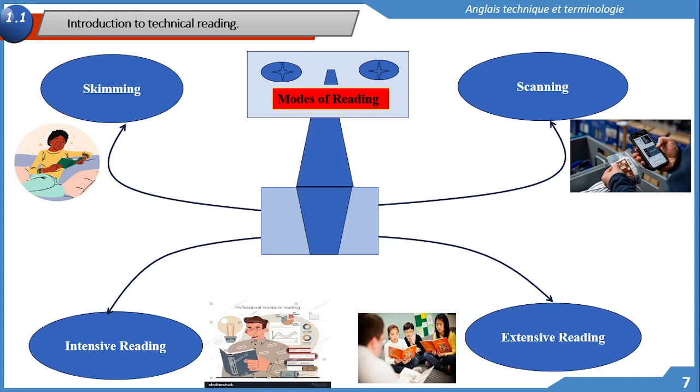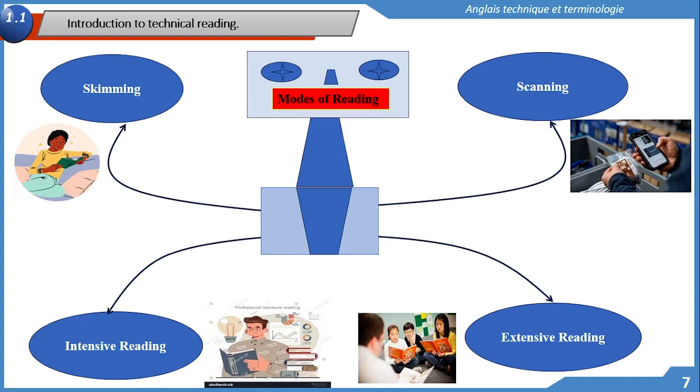So, scanning is a technique that allows you to quickly read through the text and find specific information. This is a useful skill when you need to find specific information in a text. Intensive reading is a technique that allows you to read the text slowly and carefully in order to understand all the details and nuances. This is a useful skill when you need to understand the text in depth.